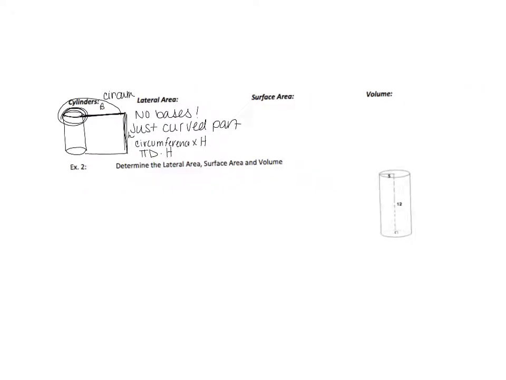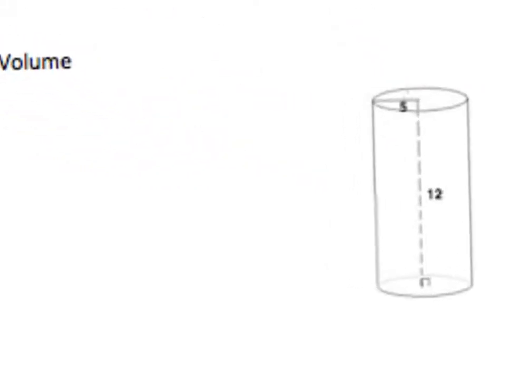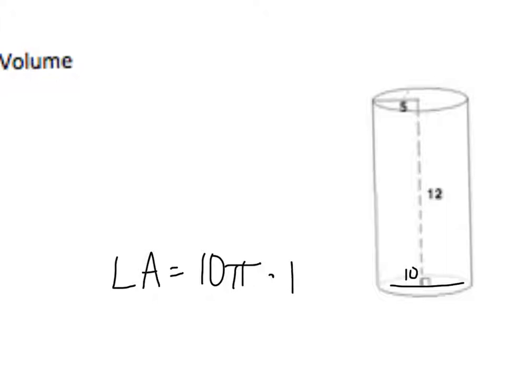So if I have a cylinder with a radius of 5, that means the diameter is going to be 10. So my lateral area is going to equal 10 pi, because that's the circumference, times the height of 12. So my lateral area will equal 120 pi.